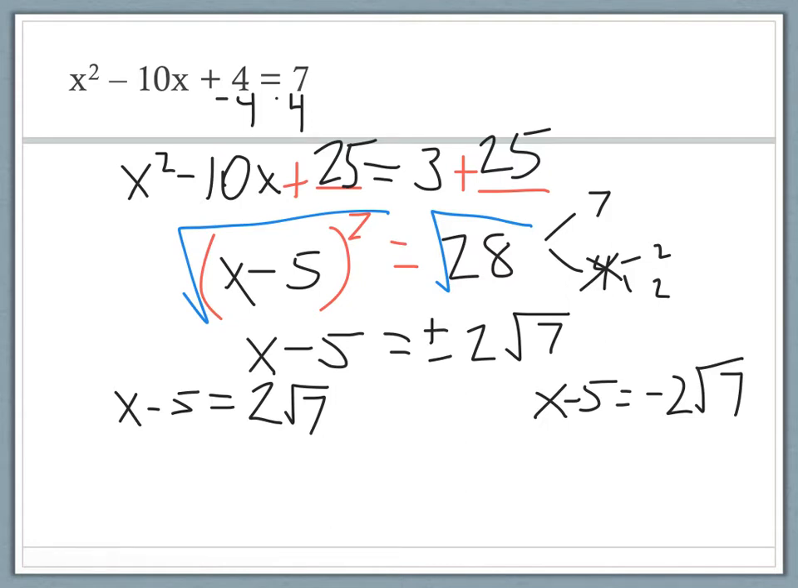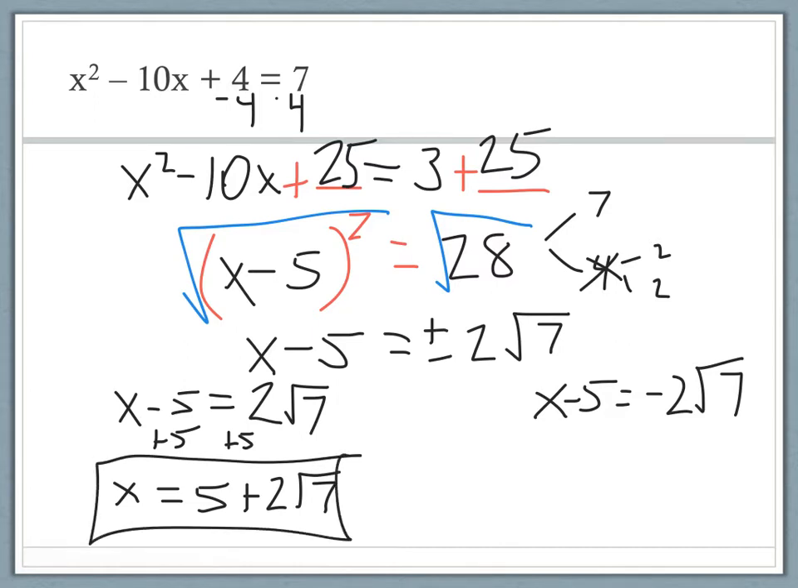Now, let's go ahead and solve these. So I'm going to add 5 to both sides. Now, you can't combine the 2 and the 5 since it's a 2 square root 7. So all you're going to do is just rewrite it as x equals 5 plus that 2 square root 7. Because you can't combine those. They're not like terms. So that's it for that one.